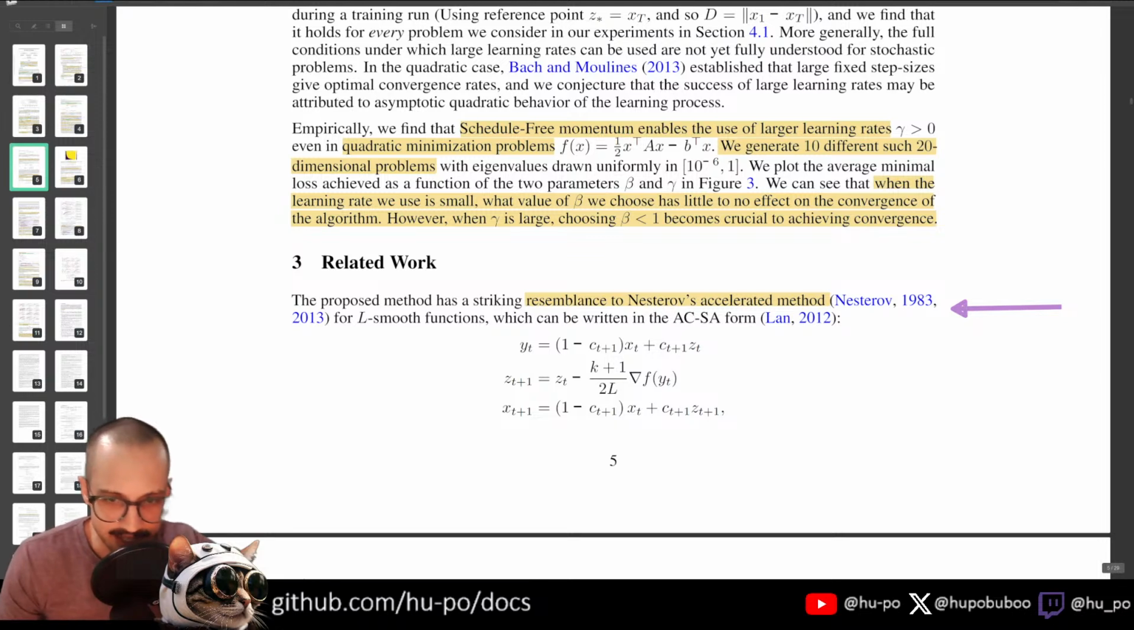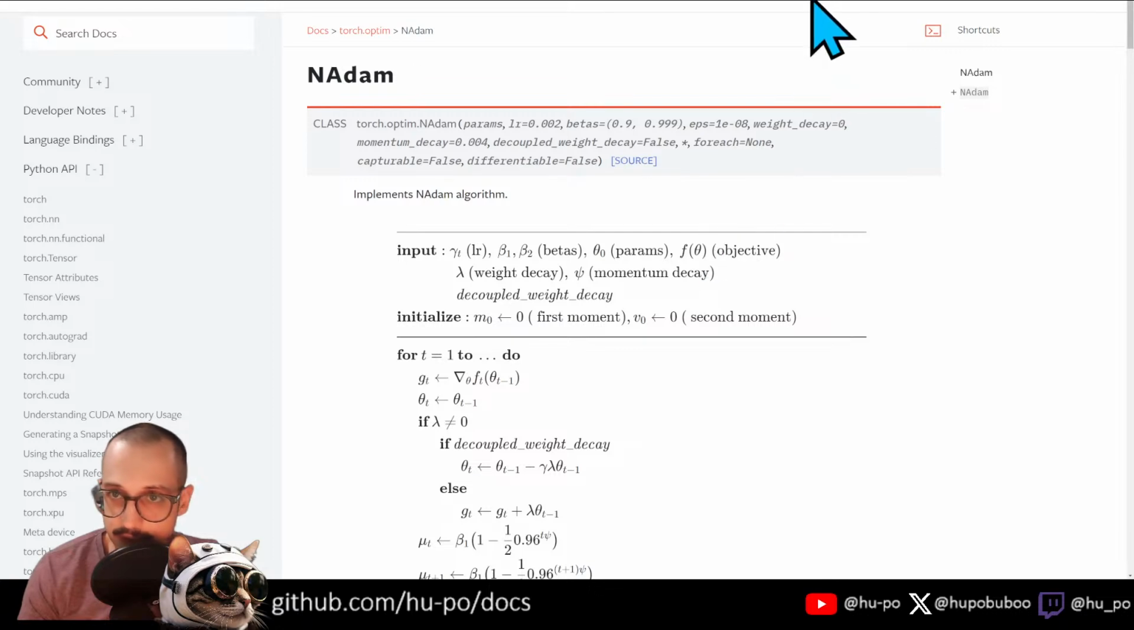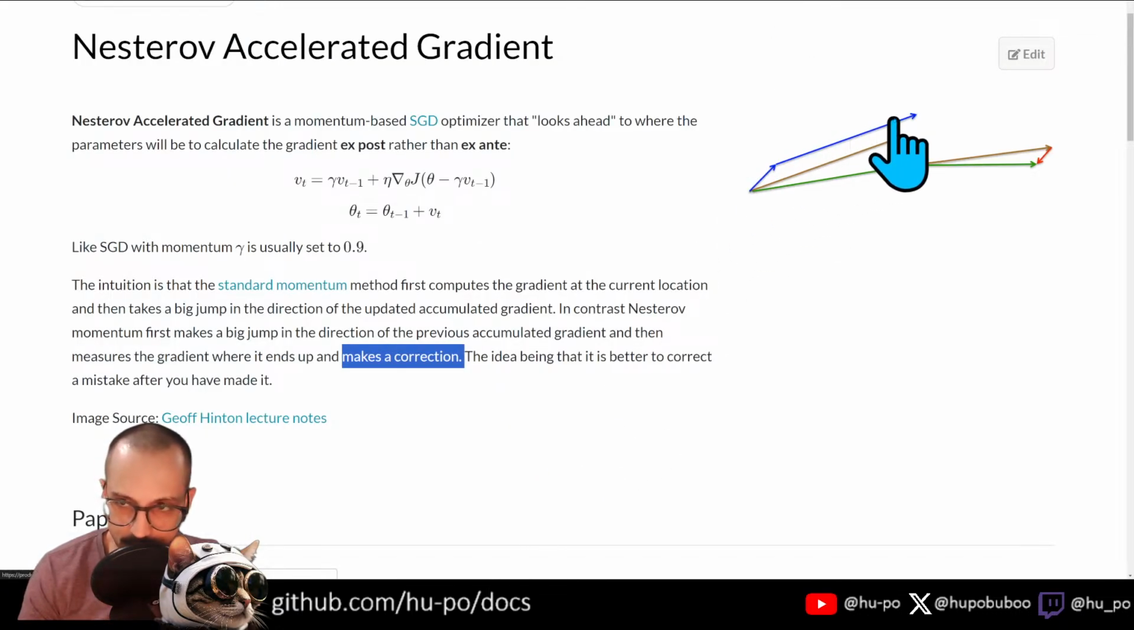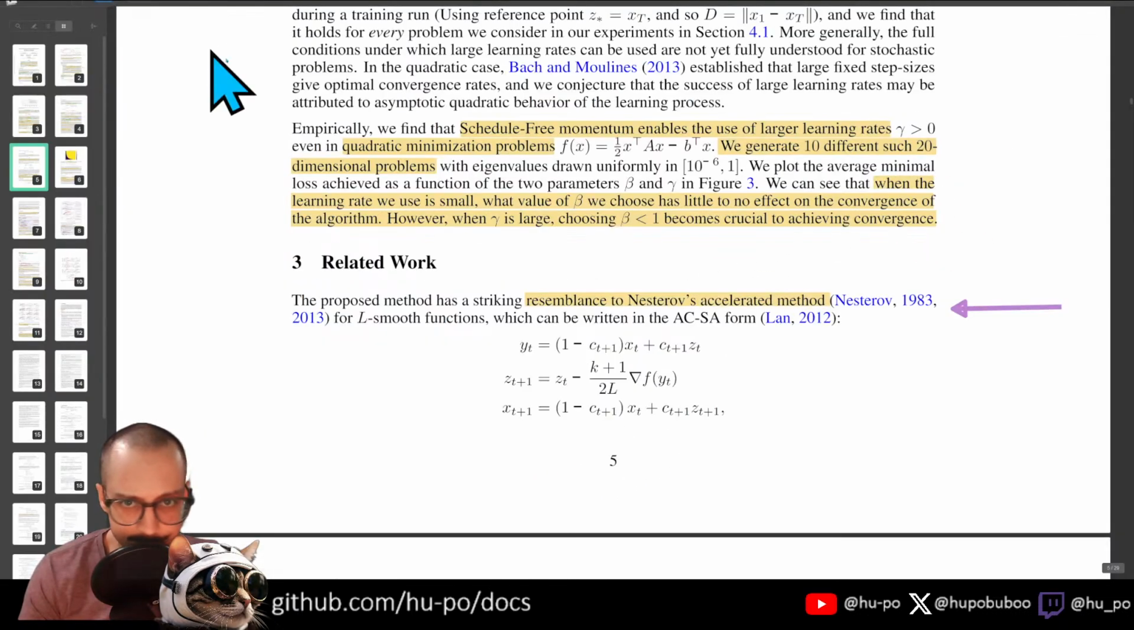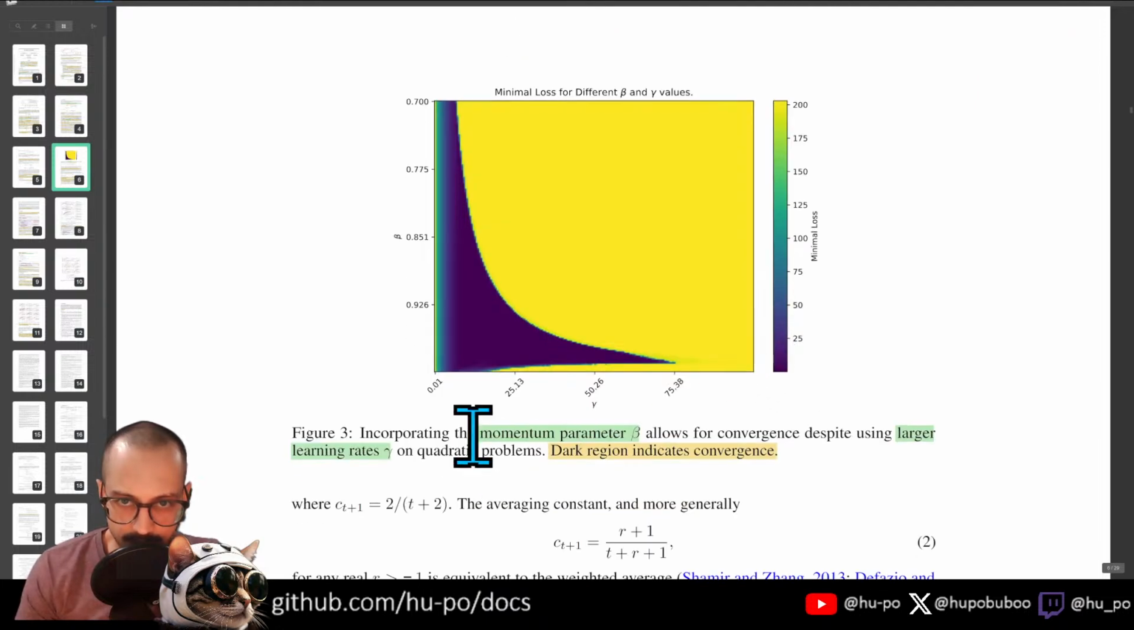Our proposed method has a striking resemblance to Nesterov accelerated method. I think we already went over this, but here's Nesterov. I think this is the better one. It's the one where you look ahead and then correct. Incorporating the momentum parameter beta allows for the convergence despite using larger learning rates on quadratic problems.